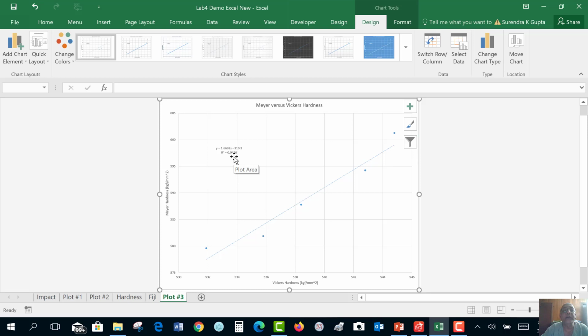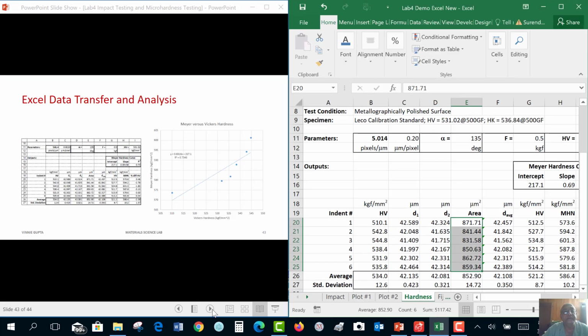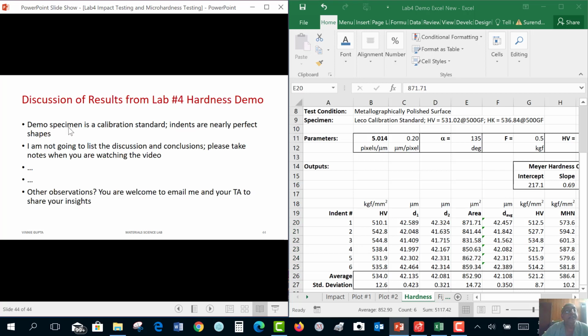Now I have an R square of 0.95, and this is a pretty good straight line with a slope around, I would have ideally wanted 1, but it is like 1.66. So we have really a very good match. Fiji does a very good analysis. In fact, by playing with threshold and by carefully doing measurements, we can get a very, very good match. Again, this demo specimen was a calibration standard, and you saw that the indents were nearly perfect shapes.